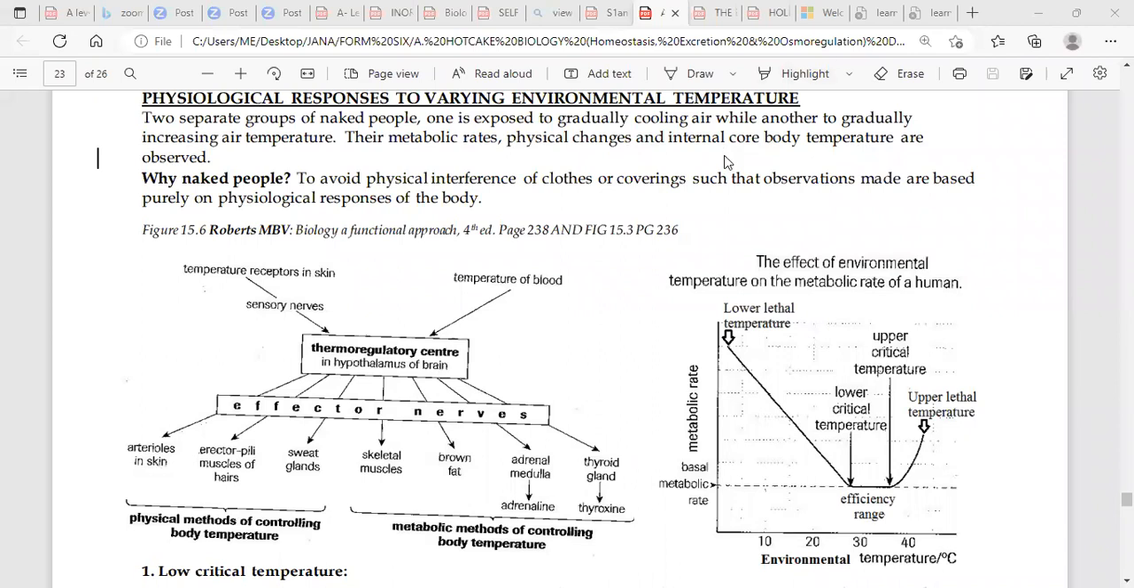So continuing with our discussion about temperature regulation, having looked at the two different categories under temperature regulation in the last video, we had endothermy and then we had ectothermy, where we look at the endotherms being able to regulate their body temperature irrespective of the surrounding environment, and then the ectotherms whose body temperature varies with that of the external environment.